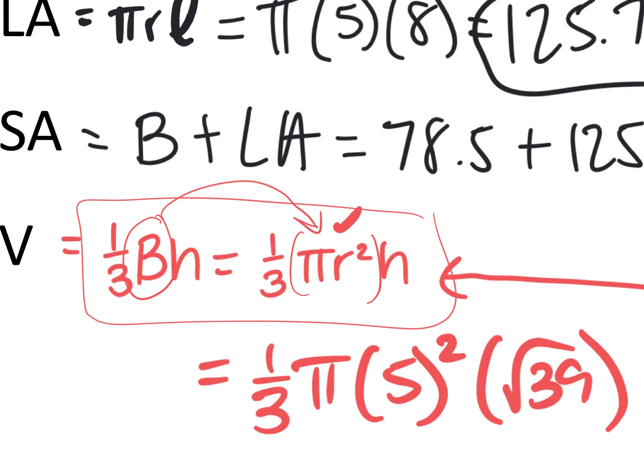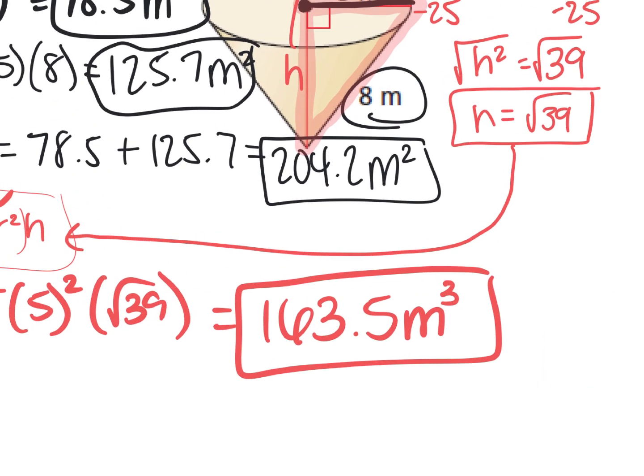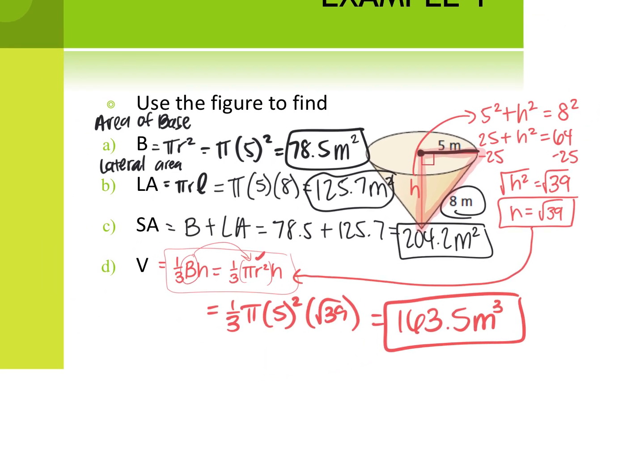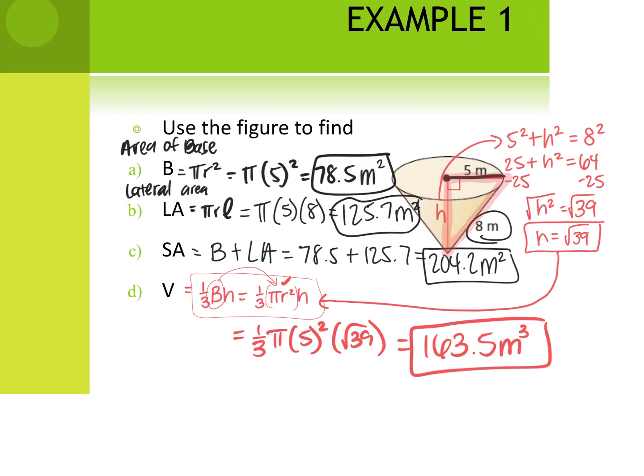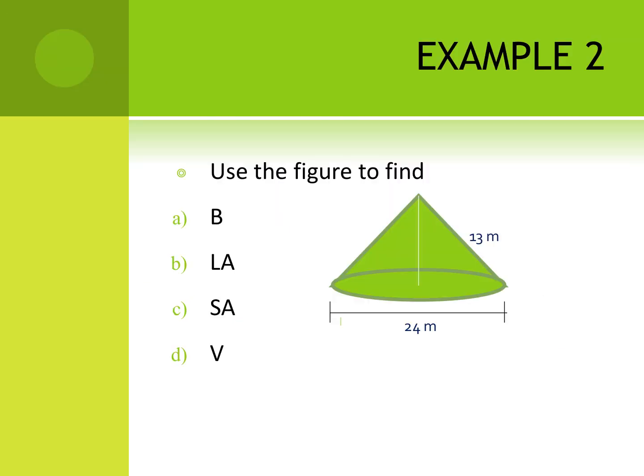Sophia? Oh, it's 163.5 meters cubed. Hannah, did you have a question? Oh, yeah. No, you're good. What other questions do we have? Christian? Yes. No questions? Okay, superstar. If there's no questions, then do example 2.